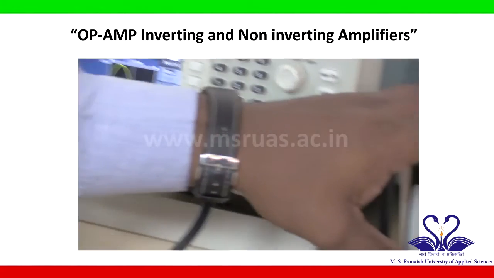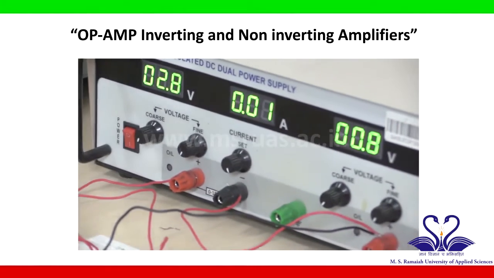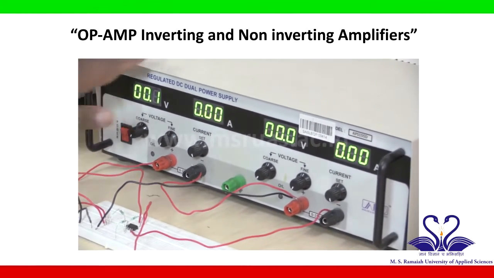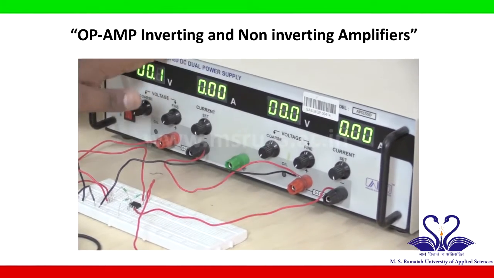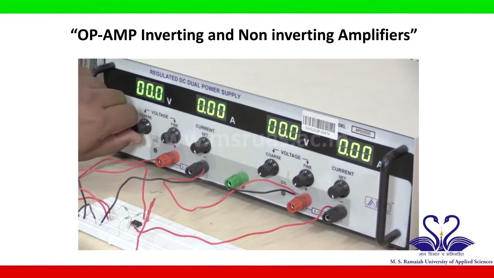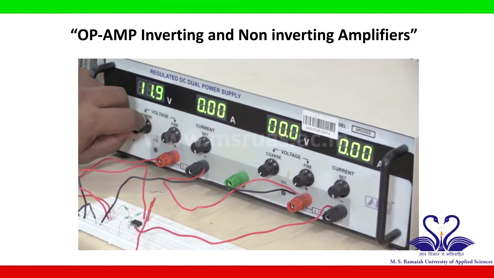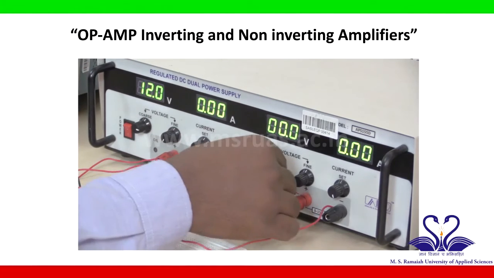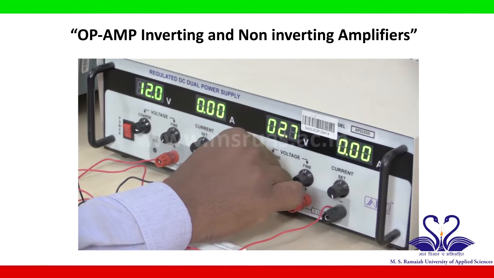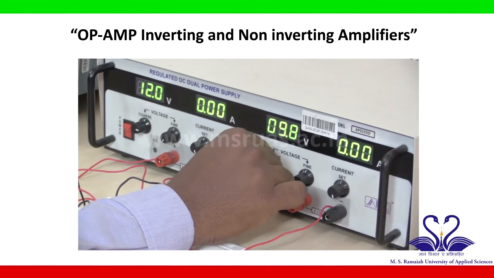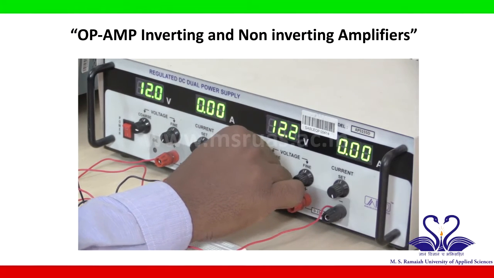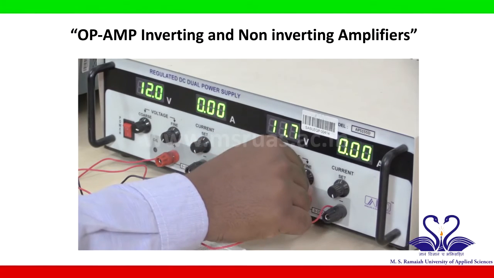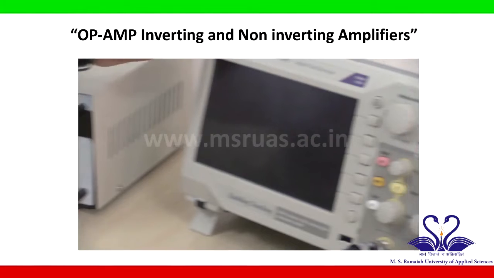Now turn on the DC dual power supply and set both voltage source values as 12 and 12. So the first source I will make 12. Similarly make the second source voltage also as 12. Now turn on digital oscilloscope.